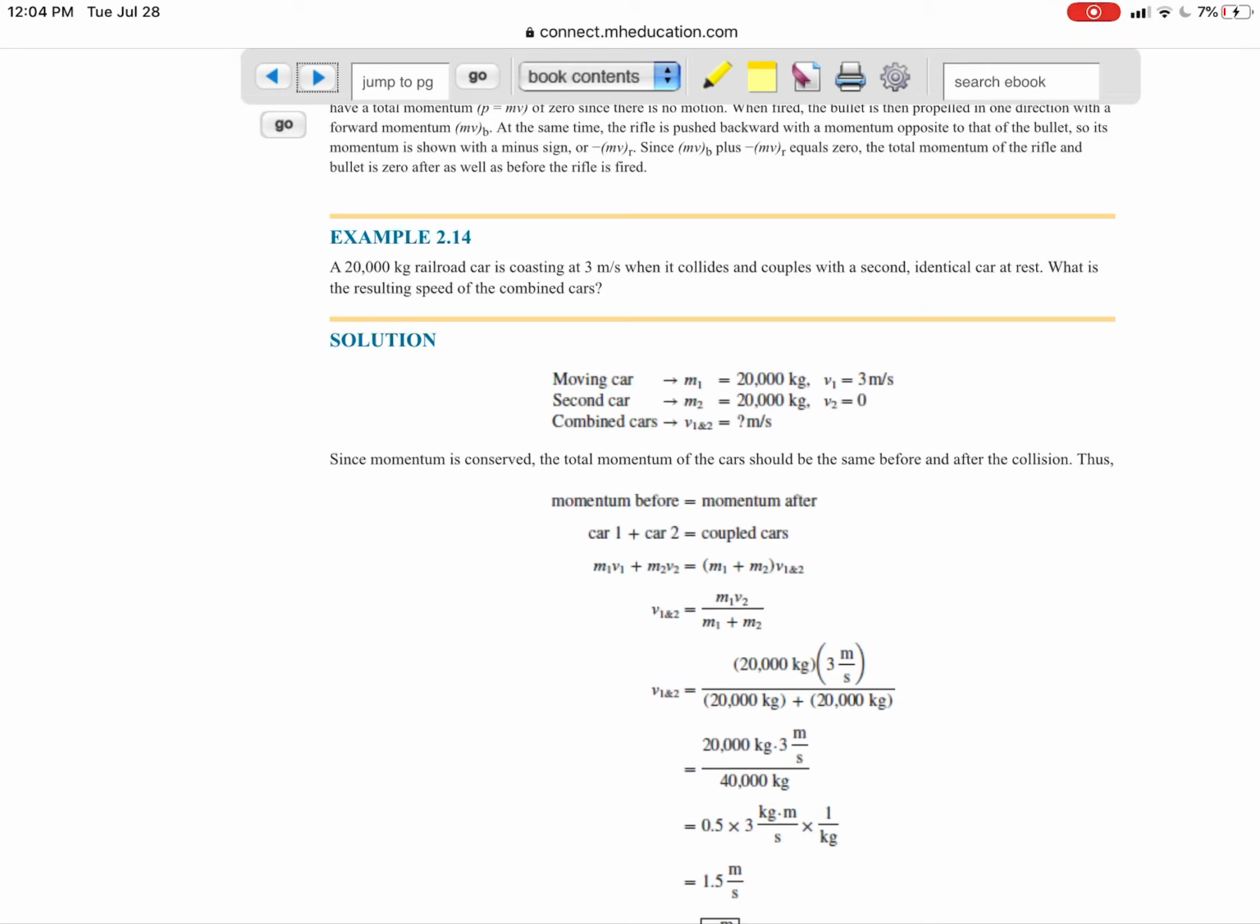All right, so this is example 2.14, and this is showing momentum, but a little bit different because this is showing what happens if things are combined. Okay, so this is saying a 20,000 kilogram railroad car is coasting at 3 meters per second. When it collides and couples, that means that it's stuck together with a second identical car at rest. What is the resulting speed of the combined cars?